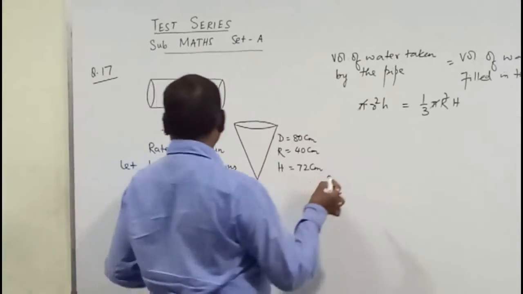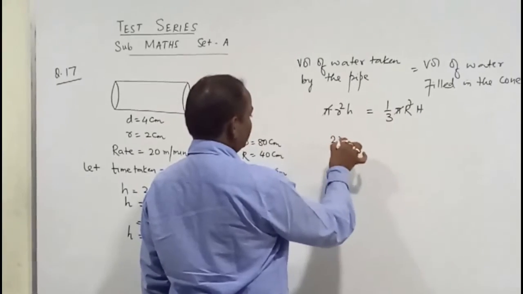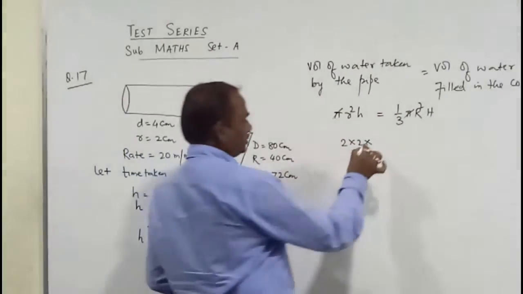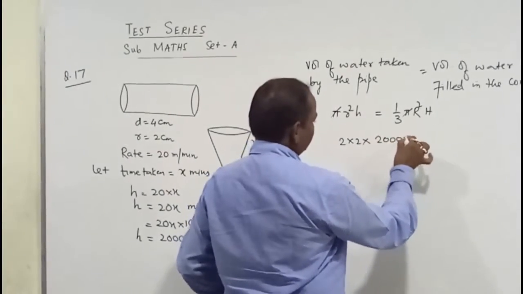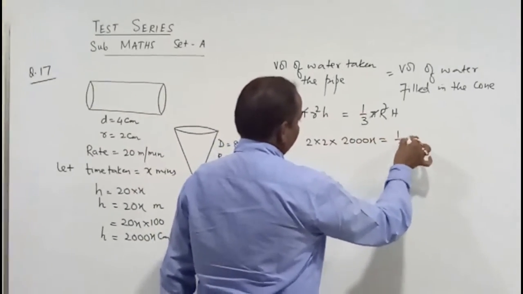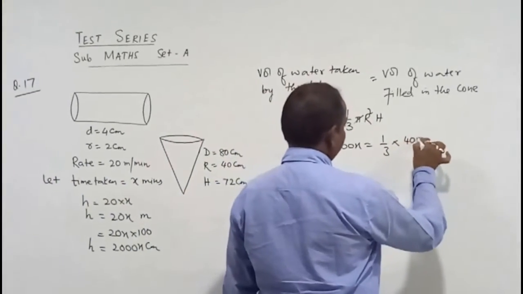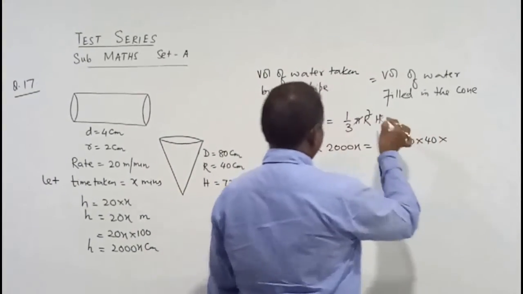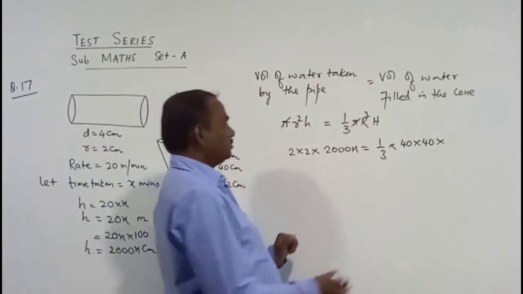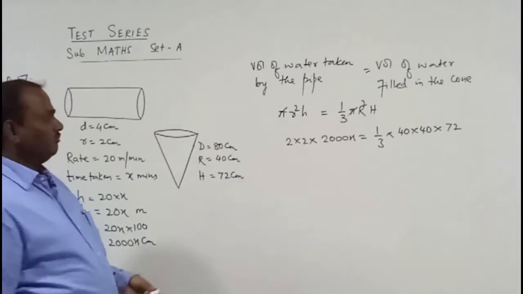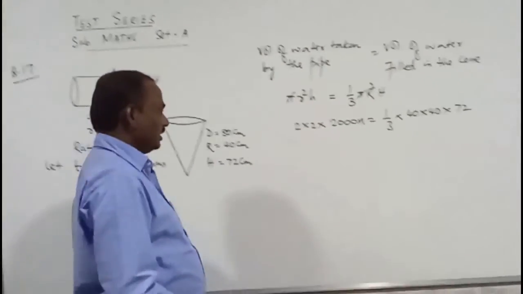So let's put the values. It's 2 square, means 2 into 2. Small h is 2000x, so let's put 2000x, is 1 by 3 into capital R square. Capital R is 40, so we put 40 square, and capital H is 72. Let's put the value 72. Now you know how to cancel. If we go for cancellation, let's see what we can do.